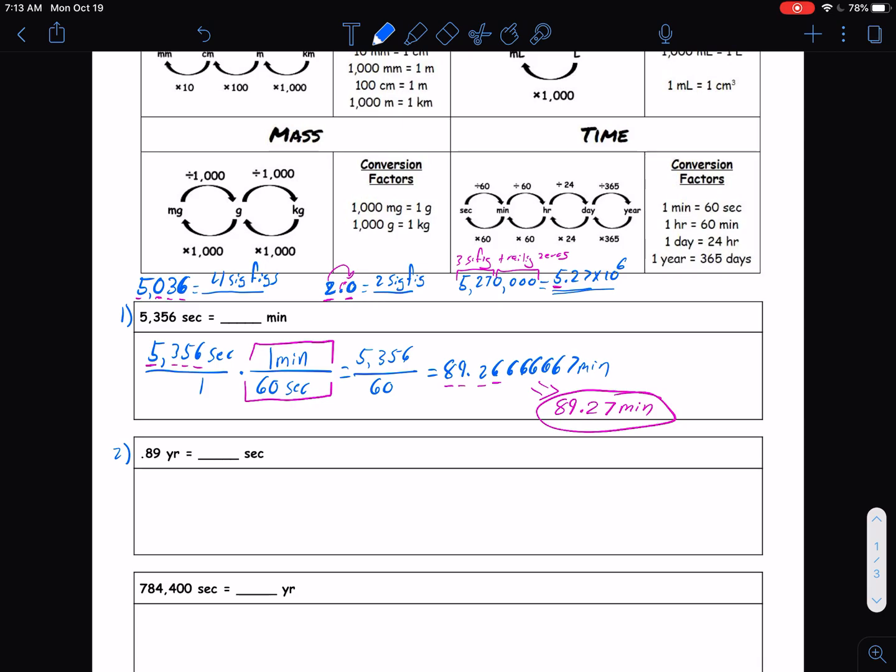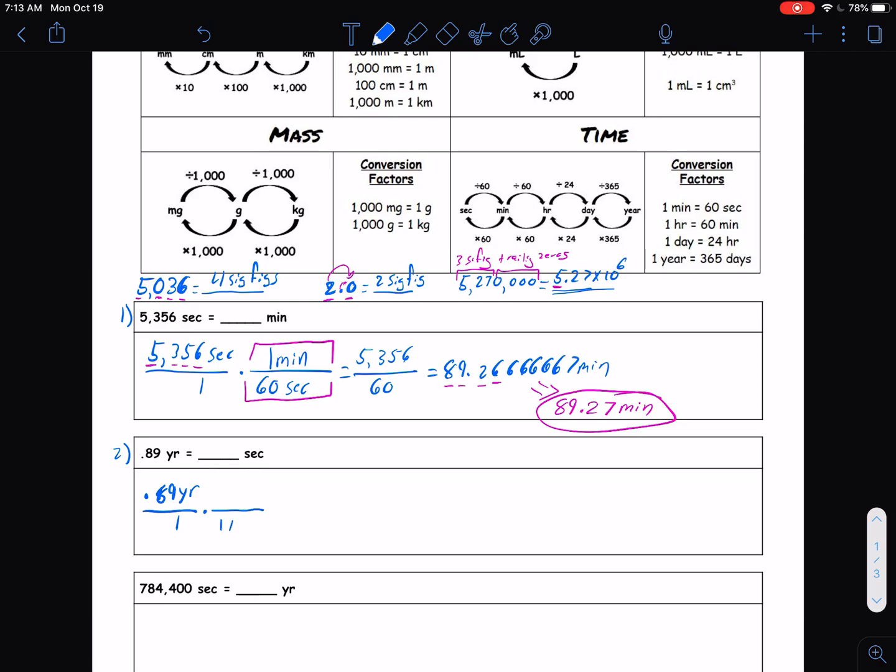When you go through and solve for number 2, what you get is 0.89 years, and you put it over 1. And we go through the conversion factors. We're going years to seconds, so we're going big to small. We're going to be multiplying.